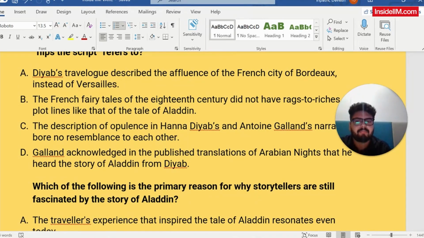Why now, you would say? Because Hanna Diyab is explaining something from the perspective of an Easterner coming to the West and describing the features, which is relevant, and this is contradictory to the script. And if it does not match Galland's description of the palace, then it flips the script, because those two descriptions are completely different. That means Galland would have based his story on what was popular in France at that particular time.